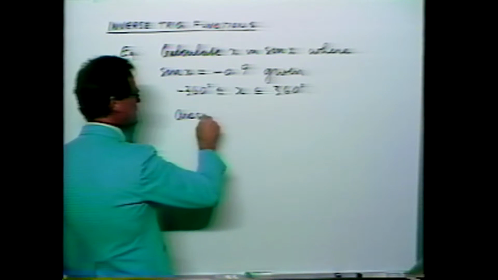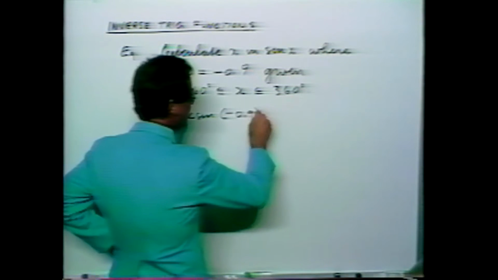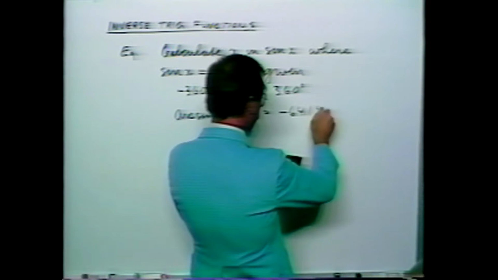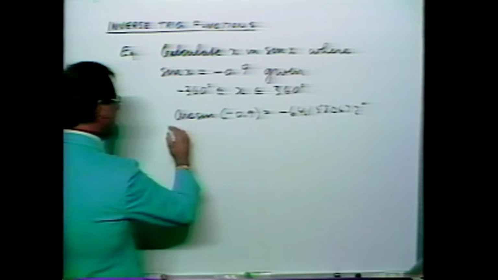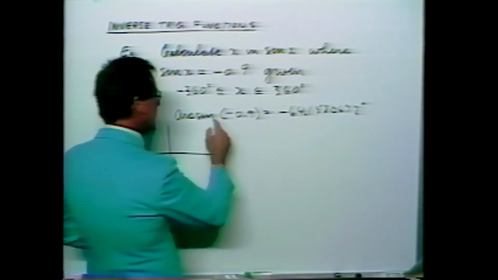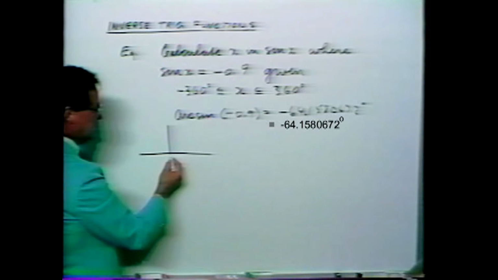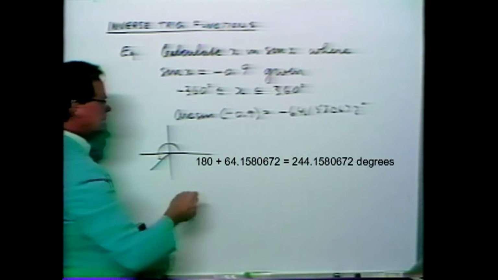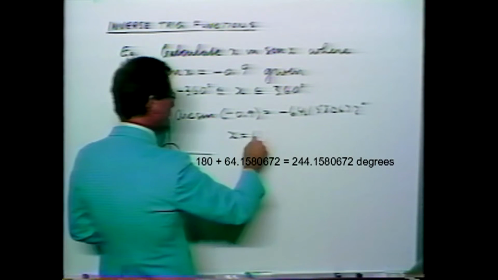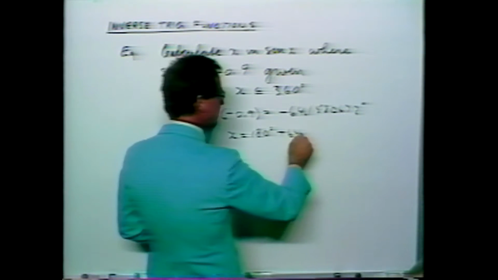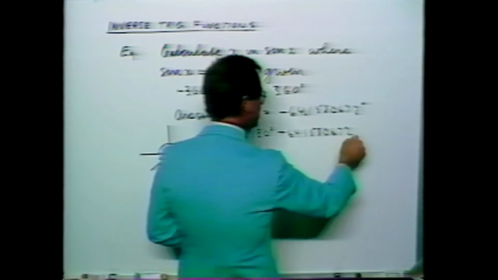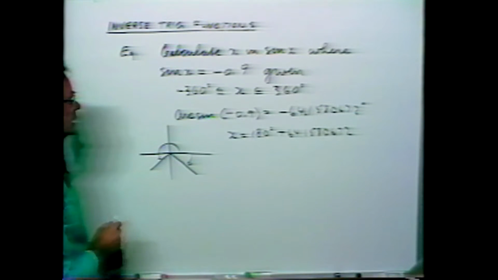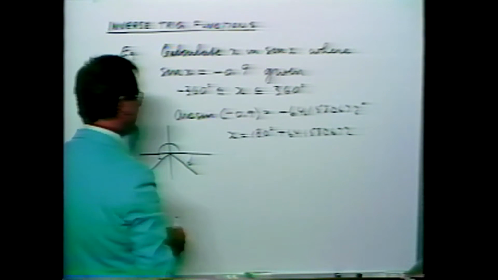The arc sine of negative 0.9 using the calculator is equal to negative 64.1580672 degrees. The other angle, whose sine is equal to negative 0.9, must be in the third quadrant there. And it is equal to 180 degrees plus 64.1580672. So we have these two angles so far which satisfy the given functional value of negative 0.9.